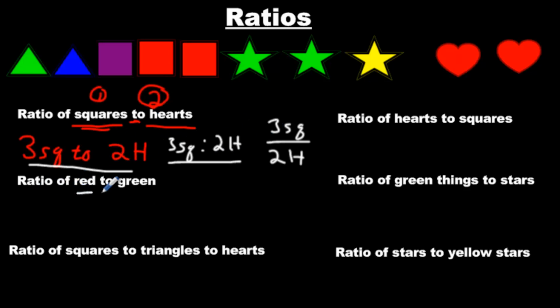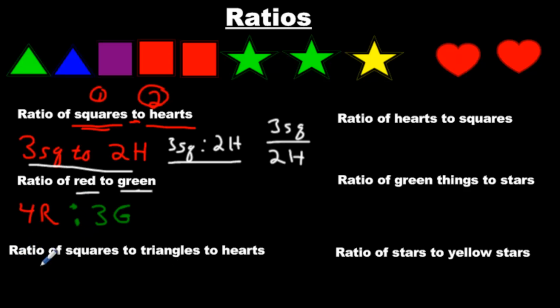So here we have red and green, and it doesn't ask us specifically what shape. So I'll just count all the red things. We have 4 red things. So I'll write 4R. And how many green things do we have? We have 2, 3 green things. Green things. Sounds like something that fell in toxic waste. And I'll put the dots in between here.